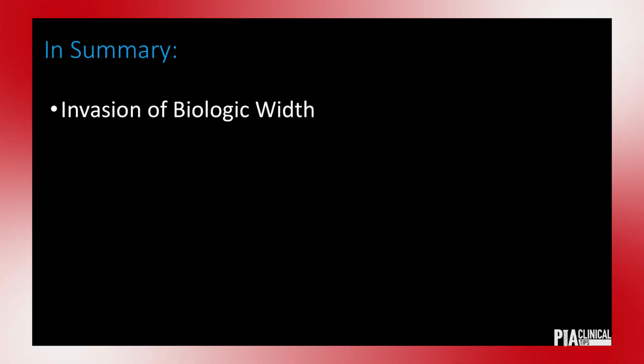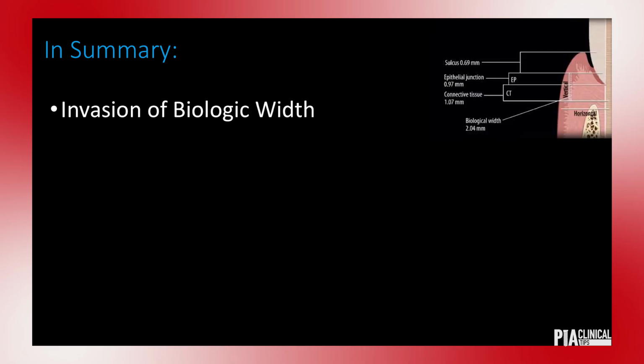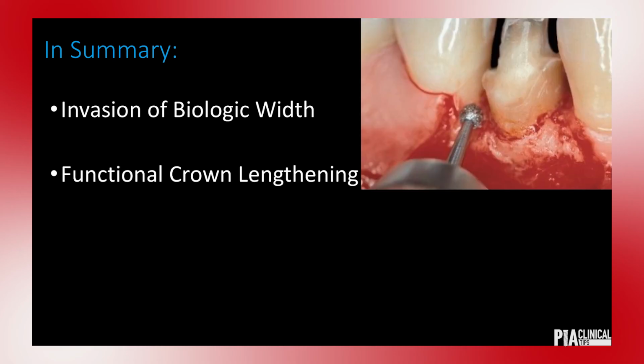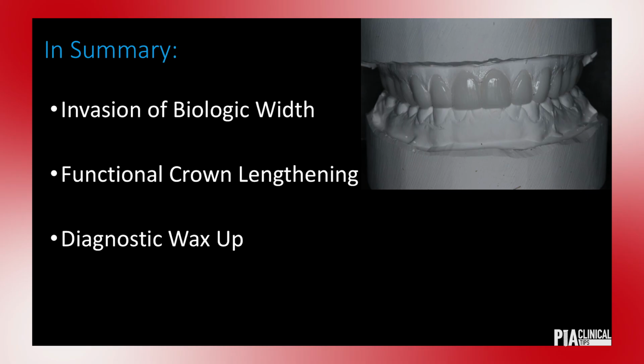So in the remaining minute, let's summarize what we have learned today in our clinical tip. We learned about the invasion of biologic width and how there is a space that is needed before any crown restoration or veneer. We learned that when we invade this space, we can get a bleeding response. We learned about the need to treat invasion of biologic width with functional crown lengthening or recreation of that space in order to maintain a healthy periodontium when placing prosthetic restorations.